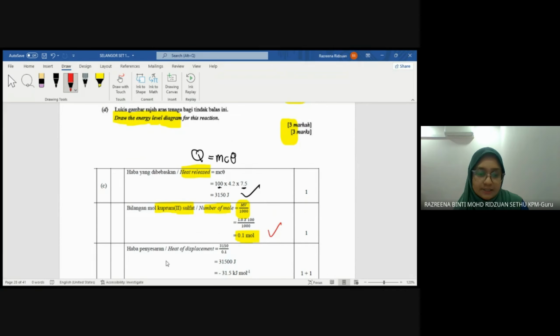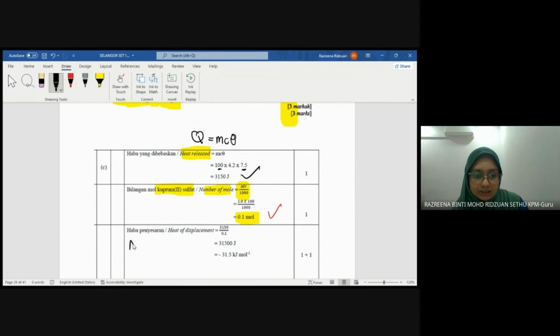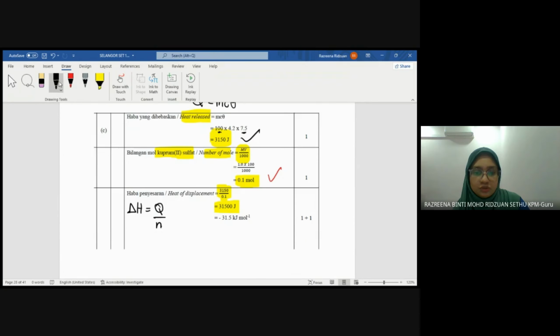Next is to find the heat of displacement, which delta H is equal to Q over n. So your first answer just now, divide with your second answer. So you get 31500 joule. Change it to kilojoule. So you get 31.5 kilojoule per mole, and make sure to put a negative here because you know that it is exothermic.